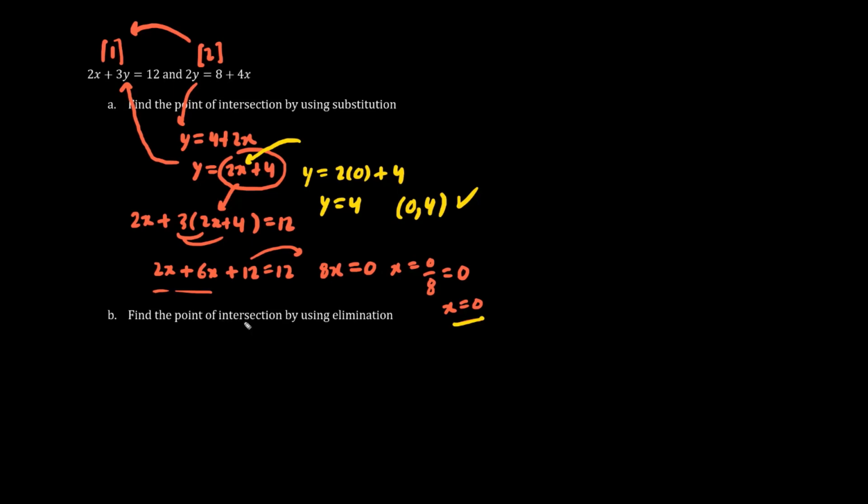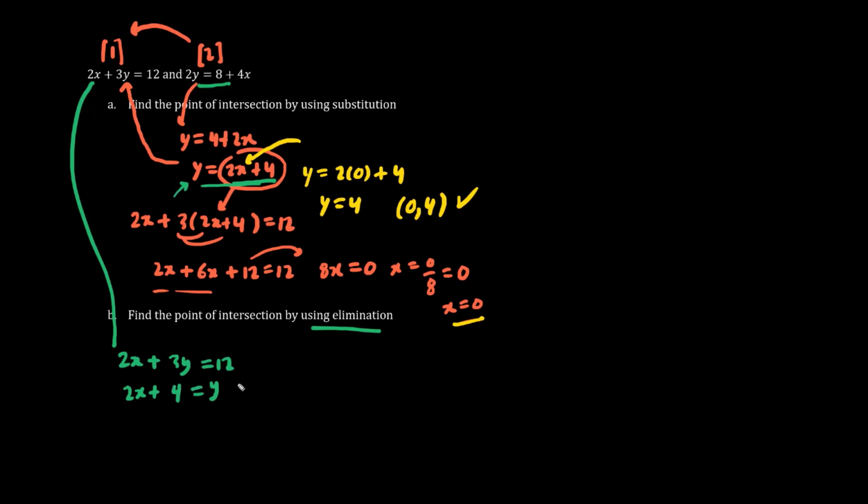Now let's try this problem by using elimination. Recall equation number 1. We have 2x plus 3y equals 12. Let's copy equation number 2, written in this form here. So we have 2x plus 4 equals y over here. Let's try to align the y's and the constants. So we'll switch positions. The positive y, we move it to the left of the equal sign, becomes a negative y. So we have 2x minus y equals negative 4.